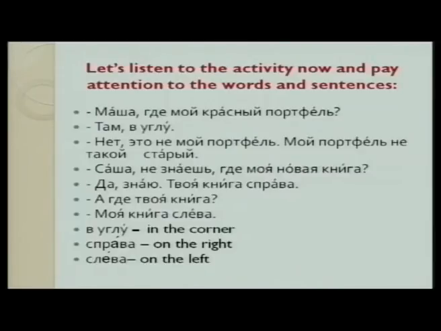As we already know, Masha is a short form of a feminine Russian name. Masha can be used for Maria, and Sasha is a short form for Alexander. Masha, где мой красный портфель? Masha, where is my red briefcase? Here, if you pay attention to the intonation at the end, it is rising, that is why it is an interrogative sentence. Там, в углу, here in the corner.